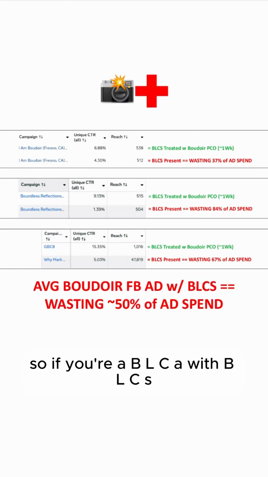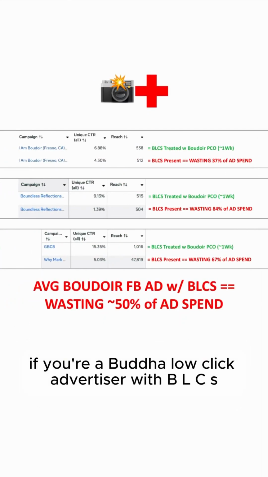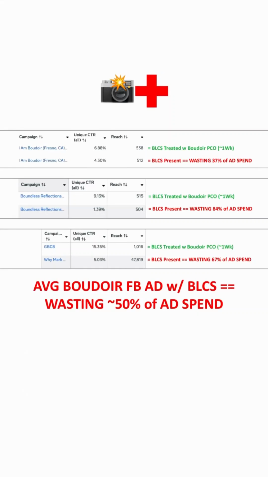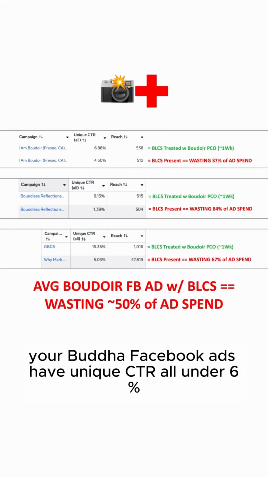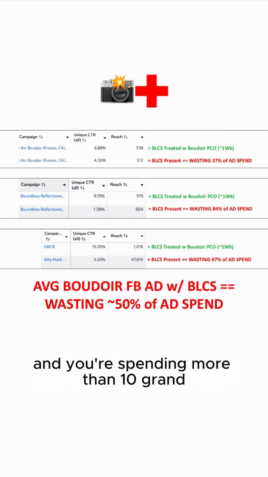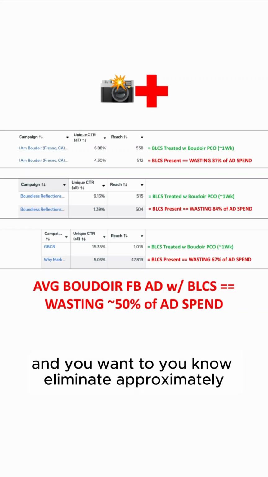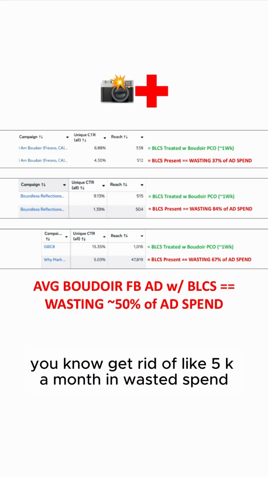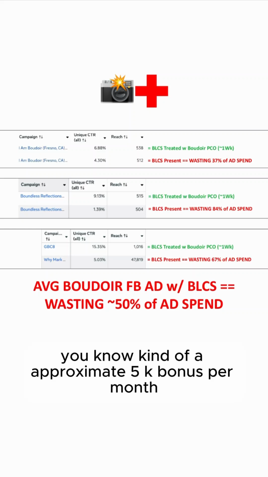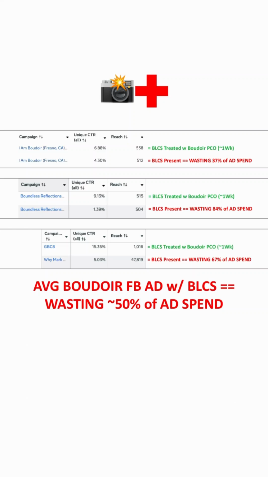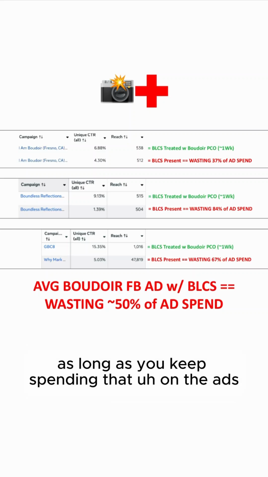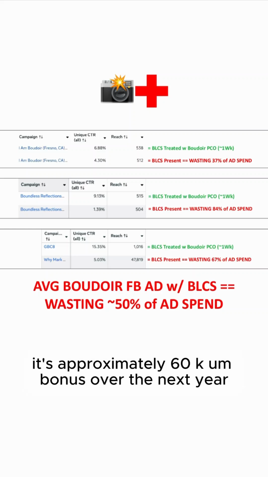All right, so if you're a BLCA with BLCS, if you're a boudoir low click advertiser with BLCS, your boudoir Facebook ads have a unique CTRL under 6%, and you're spending more than 10 grand a month on boudoir Facebook ads, and you want to eliminate approximately 5K a month in wasted spend, put it back in your pocket. So it'd be, kind of, an approximate 5K bonus per month, as long as you keep spending that on the ads. So approximately 60K bonus over the next year.